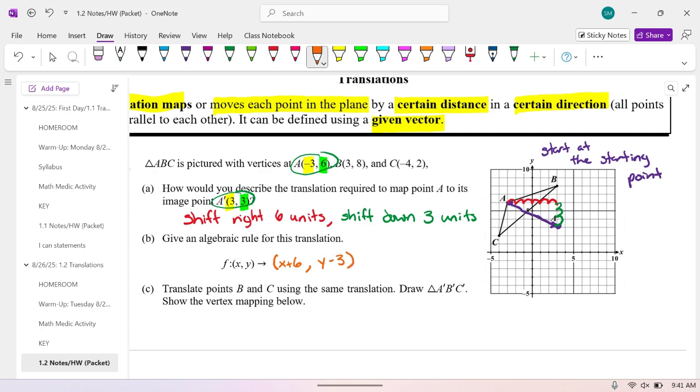So when it comes to translations and you're writing a rule, you would write it as addition or subtraction from the original x and y. All right. There's no multiplication in translations. There's no dividing in translations. It's simply addition or subtraction from x and y. So what would be a good strategy to figure out the translation if all I gave you the points but no graph?